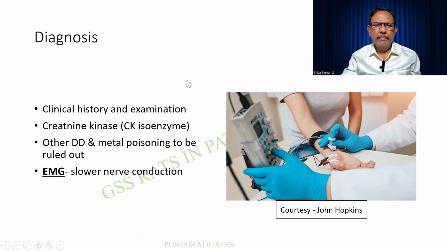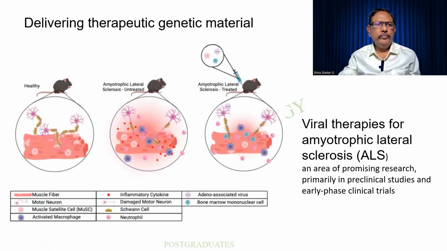And the diagnosis can be made mainly by means of the clinical history and the examination. Increase in the creatine kinase, CK isoenzyme, and other differential diagnosis can be the metal poisoning that has to be ruled out by history. EMG, as is shown over here, thanks to Johns Hopkins, there is a slowing of the nerve conduction. And delivering therapeutic genetic material.